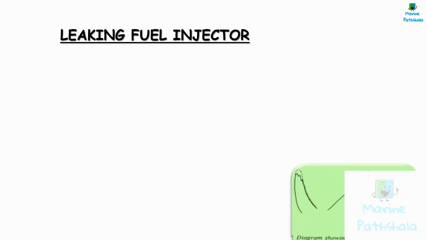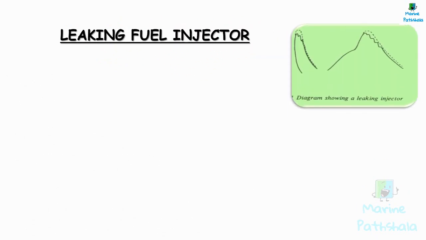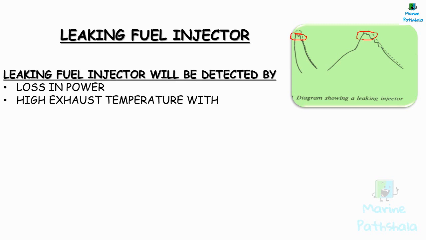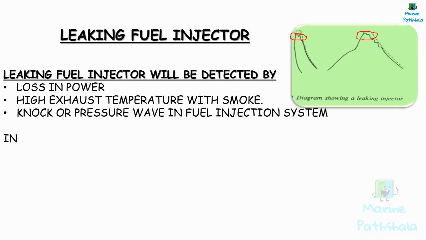The next irregularity is leaking fuel injector. Here in the diagram, we can see that the curve does not attain the peak pressures, so there will be a loss in power, and it can also be detected by high exhaust temperature with smoke, and knock or pressure wave in the fuel injection system.